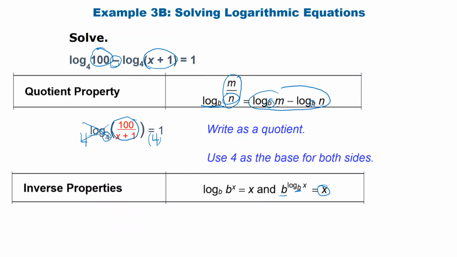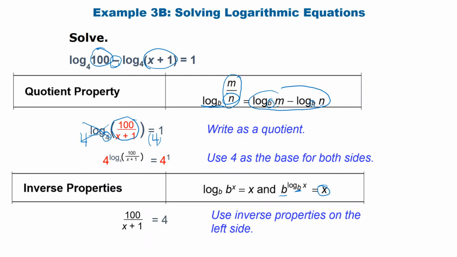All right, so let's go ahead and use 4 as a base for both sides, and there it is. Now using the inverse properties on the left side, we end up with 100 over x plus 1 equals 4. And then you could just easily solve that by multiplying both sides by x plus 1, and then you could do all the other algebra for it, and you end up with x equals 24.